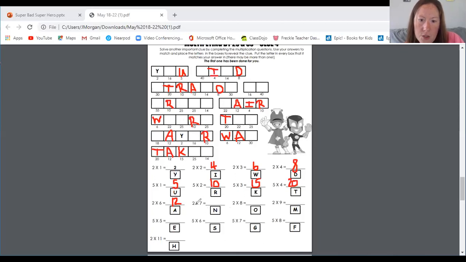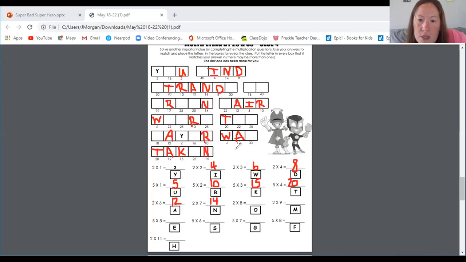All right. 2 times 7 gives me 14. You got it. So anytime I see a 14, I'm going to put an N. There's one N. Oh, there's another N. Oh, there's a lot of N's. There's another N. I say that and there's probably, oh, just one more.